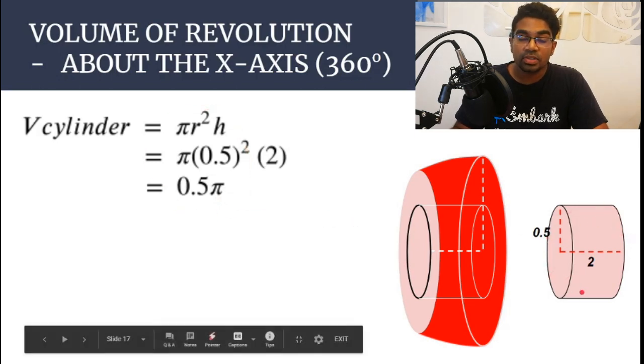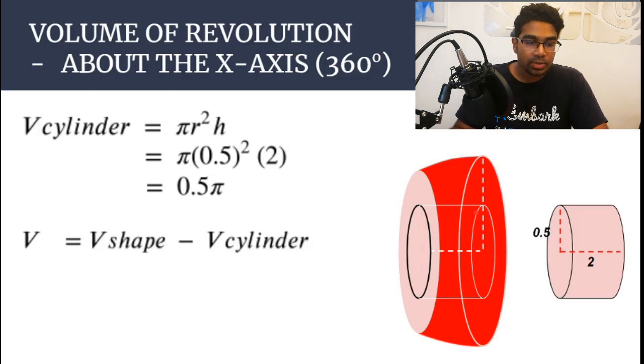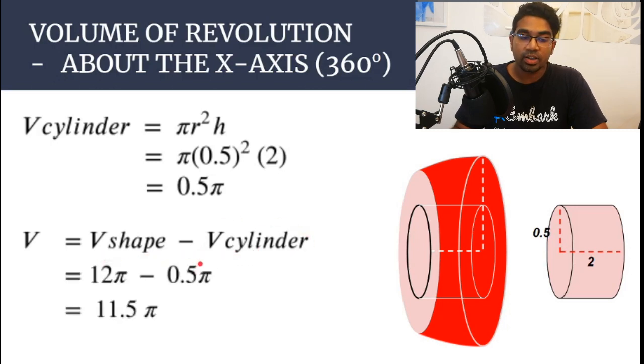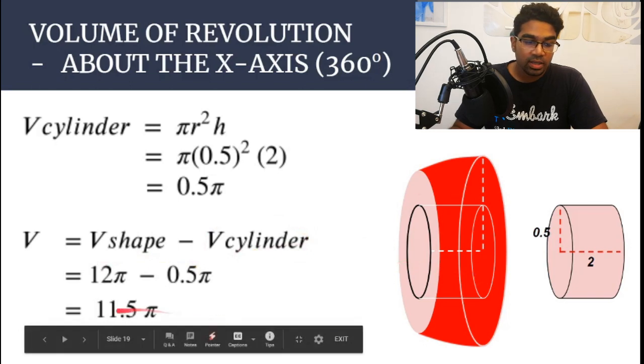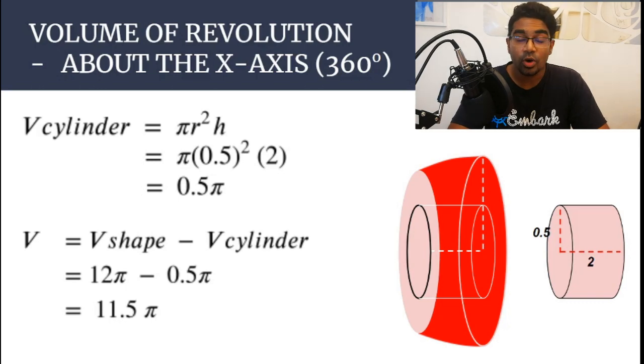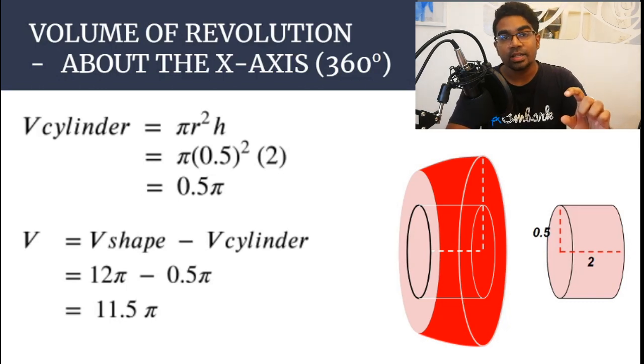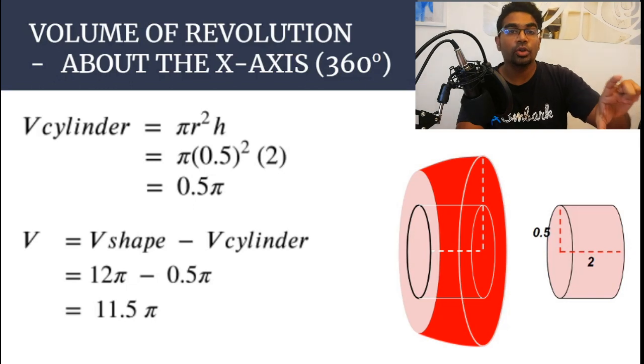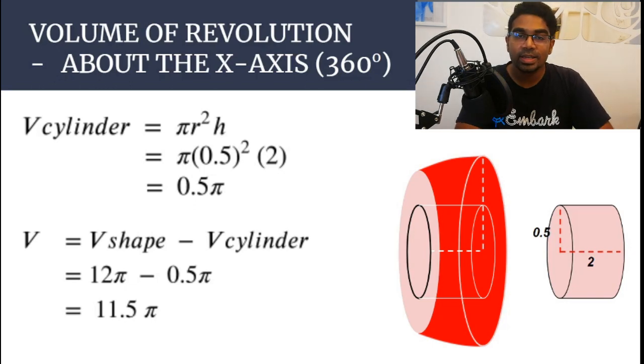So this volume of the cylinder is what we need to subtract from the total volume of this large shape here in order to get the volume that is asked in the question. How do we do that? Volume of the large shape minus the volume of the cylinder. We get 12 pi minus 0.5 pi, and so the volume is 11.5 pi. Now this is how we get the volume of a certain region where the boundary is not the axis itself. So we have to get the full volume and then subtract whatever volume is in the middle. So that's how you get the answer.